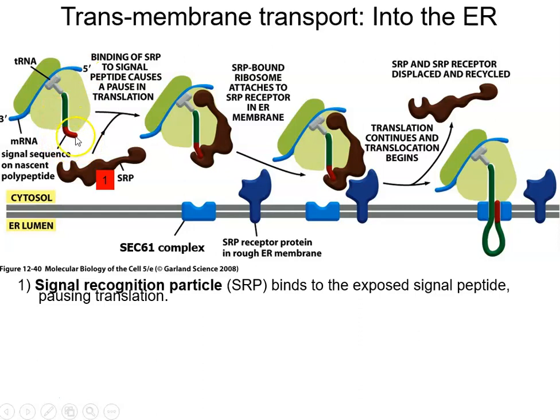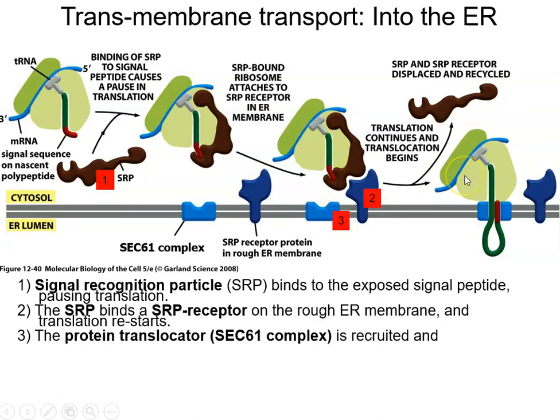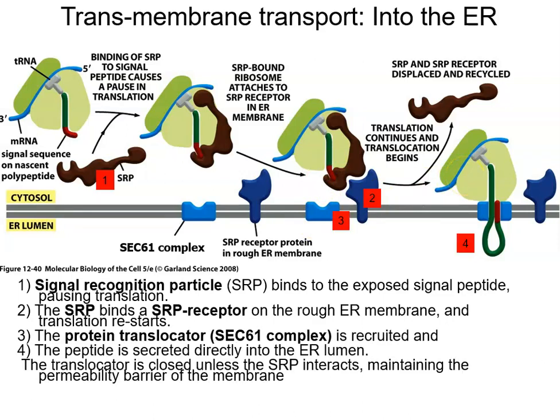As this signal sequence emerges, that binds to the signal recognition particle at point 1. At point 2, the signal recognition particle is bound to the emerging signal peptide, paused translation, and then bound into the signal recognition particle receptor. This allows the release of the SRP, and then this signal sequence here can interact with the Sec61 complex, open that translocation channel, and translation can restart.